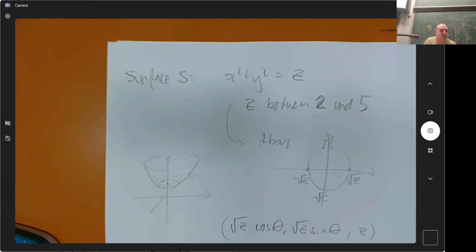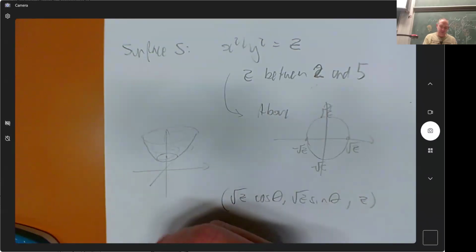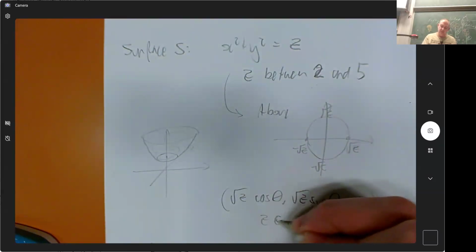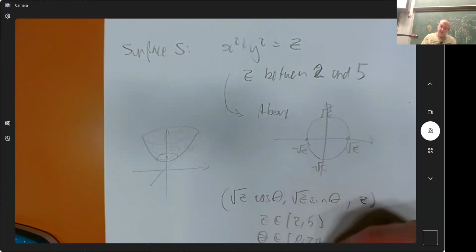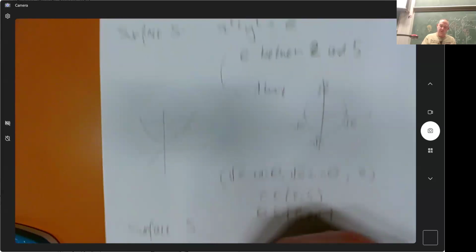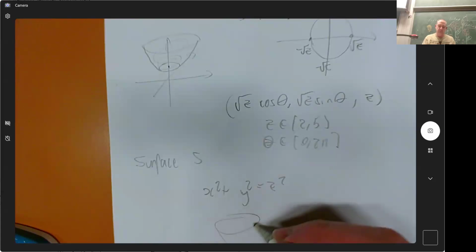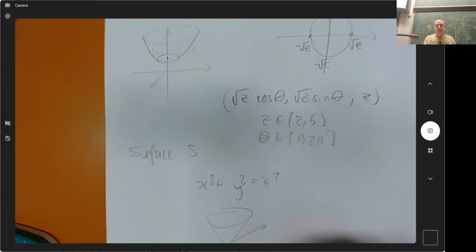If there was x squared plus y squared equals z squared, it would be straight. So just a second, z was from 2 to 5, and theta is from 0 to 2 pi. If you've got x squared plus y squared equals z squared, that would in fact be a cone. Those edges would in fact be straight.